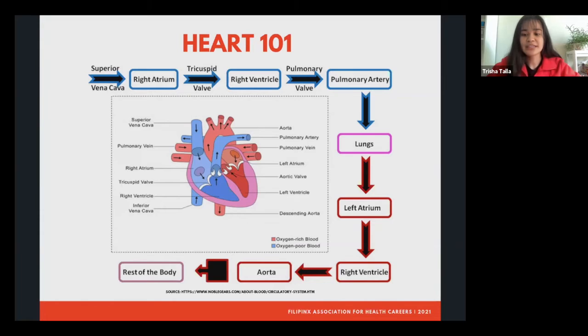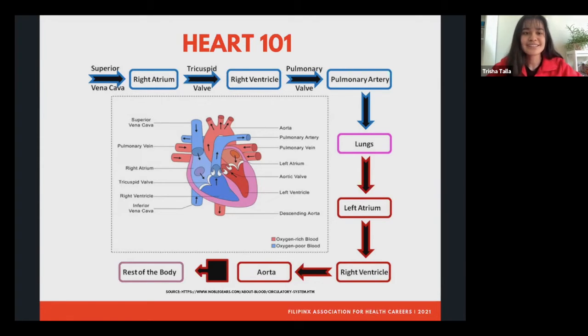Then the blood leaves the heart through the aortic valve into the aorta and into the rest of your body. Fun fact: the aorta is the largest blood vessel in the human body, and an aneurysm can occur when there's an abnormal enlargement or bulging of the wall of the aorta. This whole process is repeated, causing blood to flow continuously into your heart, into your lungs, and into the rest of your body.